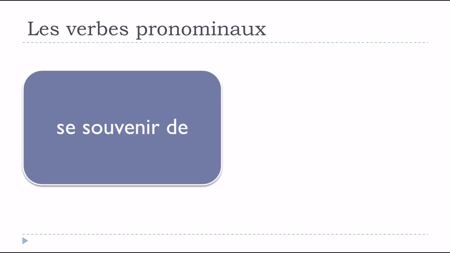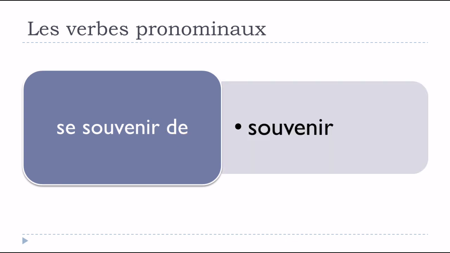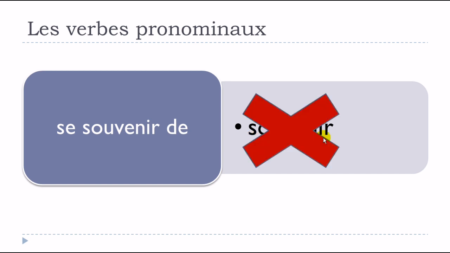So for example, we take this verb, se souvenir de, and it's quite interesting because many students tend to make the mistake, when they want to use souvenir, of using it without this se. So they would like it to be non-pronominal, and unfortunately for you it doesn't exist. So souvenir like that doesn't exist, and if you want to use this verb, you've got to use it with se, so it will be la forme pronominale. Okay?